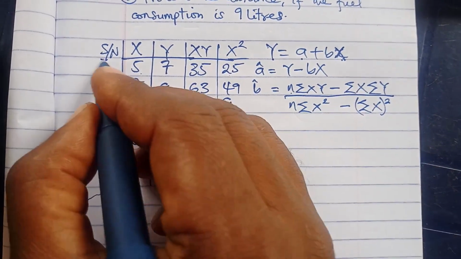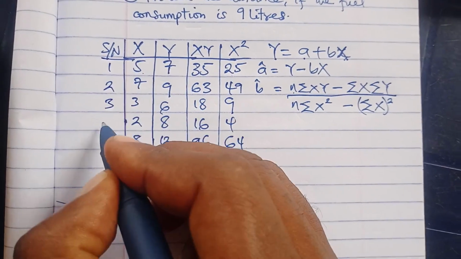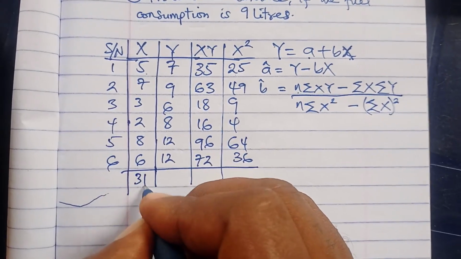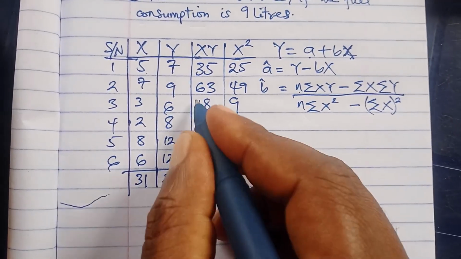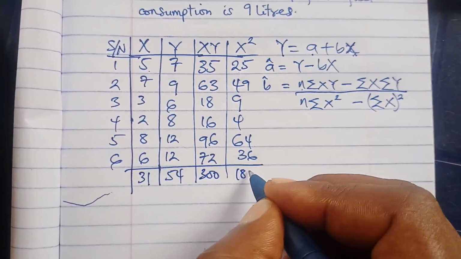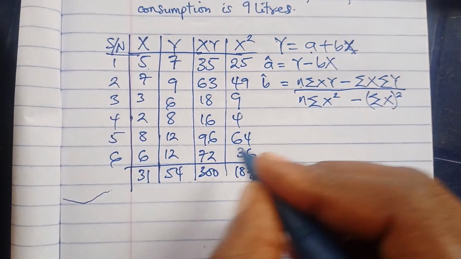The n is the serial number, which is 1, 2, 3, 4, 5, and 6. So when we add this up, we get 31. When we add this up, we get 54. When we add this up, we get 300. Likewise, this will have 187. So n is already 6.